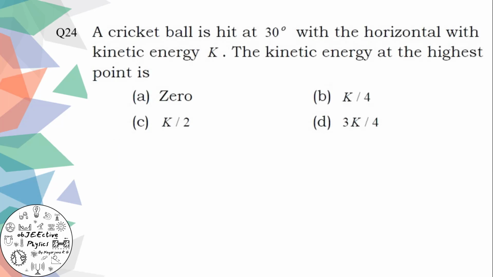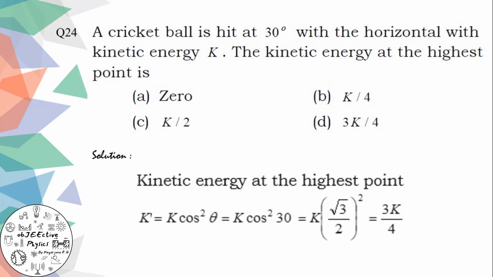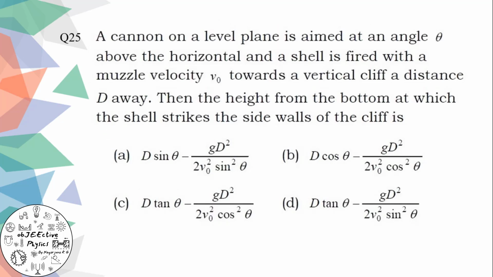A cricket ball is hit at 30 degrees with the horizontal with kinetic energy k. The kinetic energy at the highest point is? Solution. Kinetic energy at the highest point k dash is equal to k into cos square theta, that is equal to k cos square 30, that is equal to 3k by 4. 25. Read the question carefully.